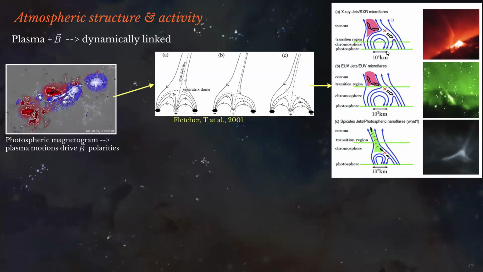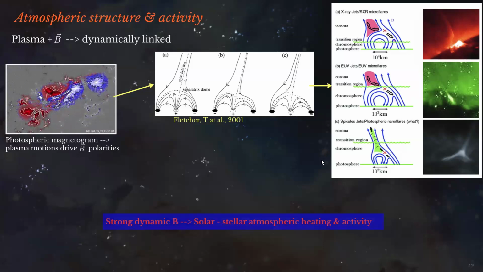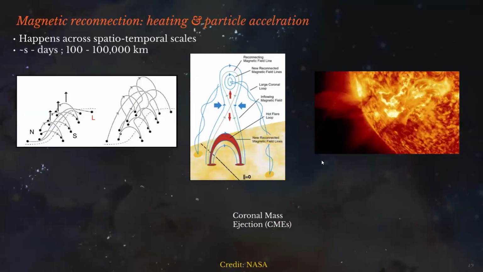So we have a general picture that these strong dynamic magnetic fields are the reason for all this activity and heating across the atmospheric layers. Sometimes this can happen across an entire arcade of magnetic field structures. Like in this case, a low-lying loop structure becomes unstable and pushes the overlying arcade. In those cases, reconnection sometimes happens across a much wider scale, creating what we call coronal mass ejections, or CMEs, like you see in this movie.